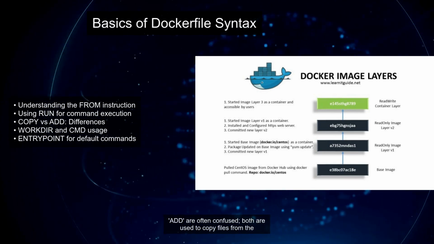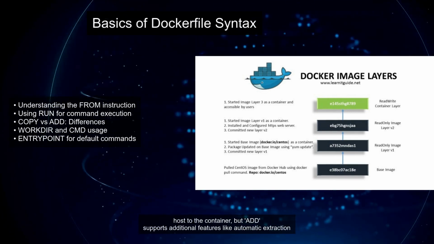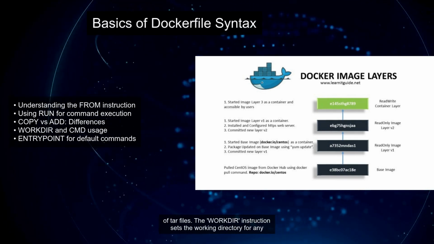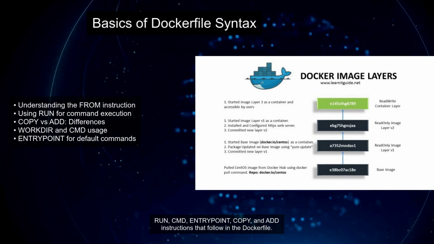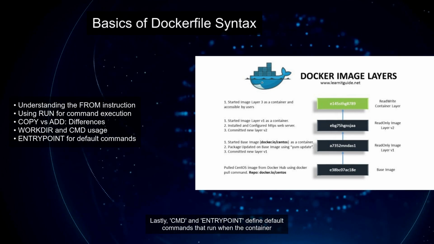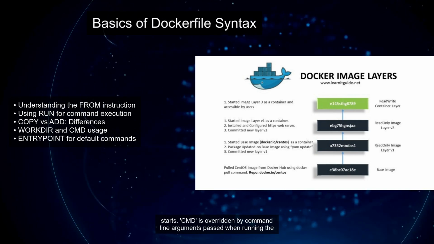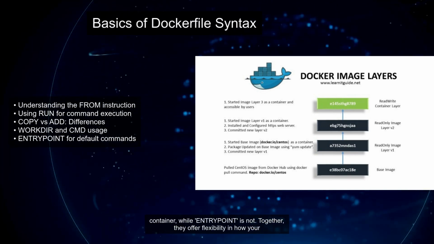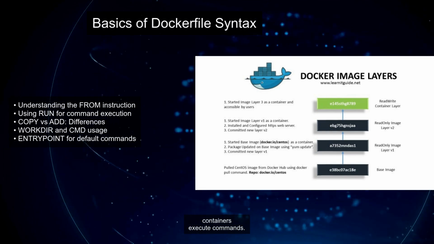COPY and ADD are often confused. Both are used to copy files from the host to the container, but ADD supports additional features like automatic extraction of tar files. The WORKDIR instruction sets the working directory for any RUN, CMD, ENTRYPOINT, COPY, and ADD instructions that follow in the Dockerfile. Lastly, CMD and ENTRYPOINT define default commands that run when the container starts. CMD is overridden by command line arguments passed when running the container, while ENTRYPOINT is not. Together, they offer flexibility in how your containers execute commands.